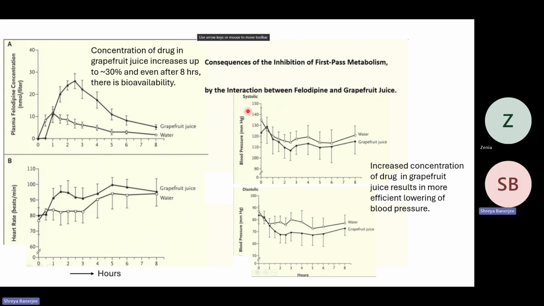So here blood pressure is shown, and if you take here the number of hours after which the drug has been taken. Since in grapefruit juice the bioavailability of drug is higher and it also stays longer, the reduction in blood pressure is more efficient when it is taken with grapefruit juice. So the bioavailability of the drug is a very important point that determines how effective the drug is in treating the disease.